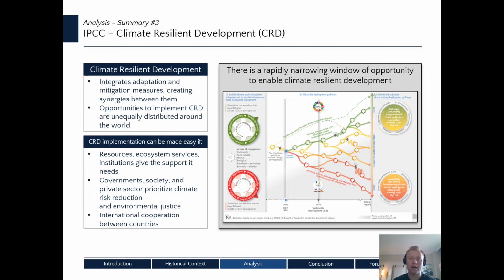And notice in the graph on the right that to implement climate resilient development, the cumulative social choices we make around the globe will slowly start to shift us either more towards or more away from our sustainability goals, either moving us closer to the green or the red over time. And that's why it's so important that humanity starts as soon as possible with pursuing climate resilient development.